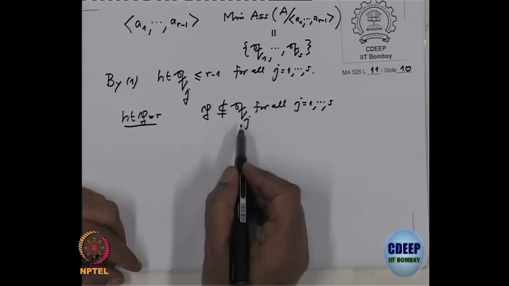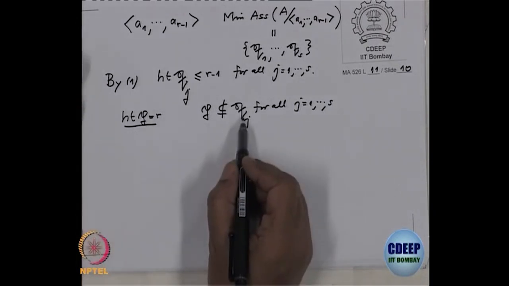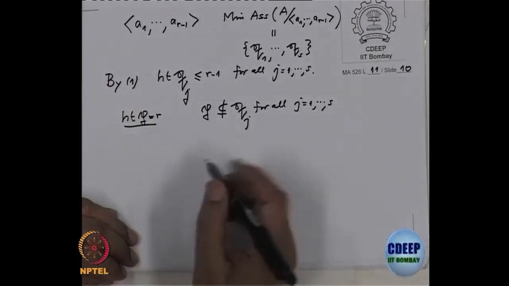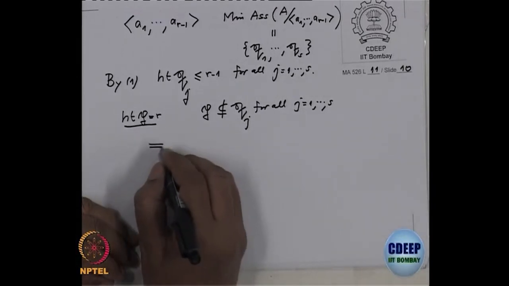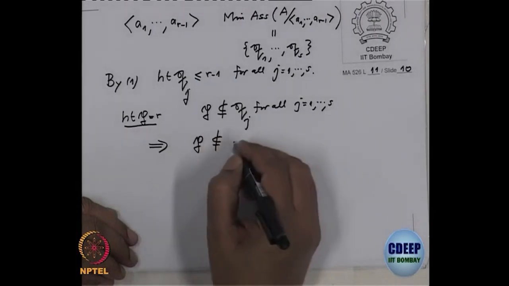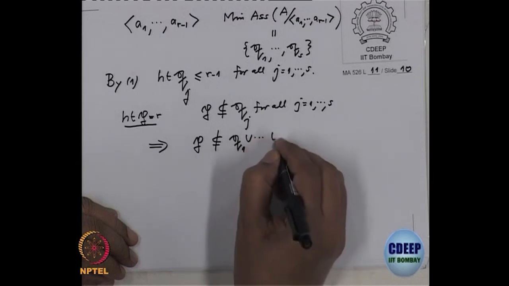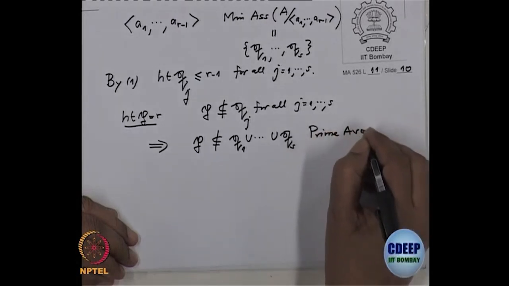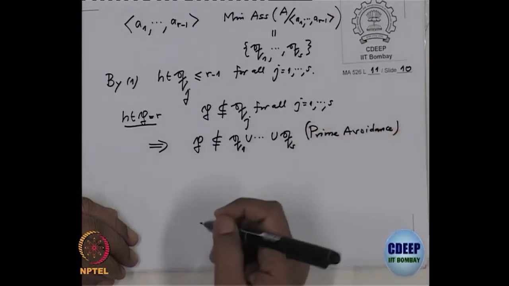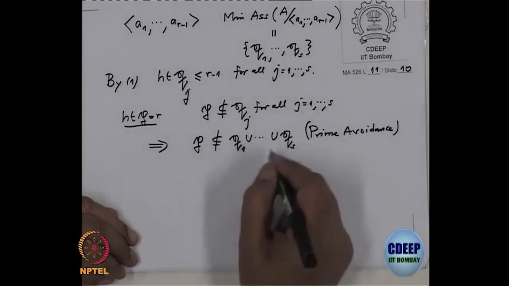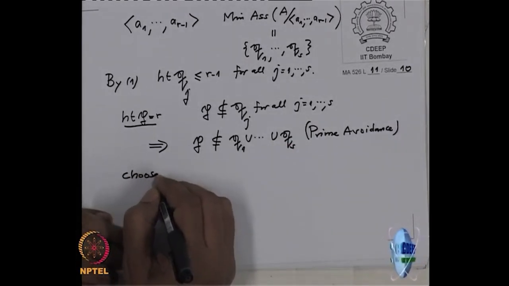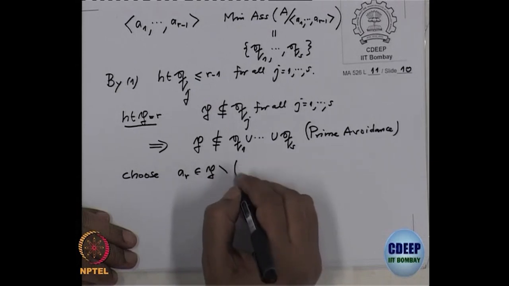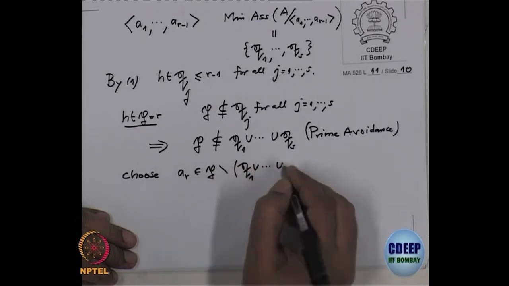Because if P were contained in Qj, then the height of Qj would be at least R. But the height of Qj, we know by 1, is at most R minus 1, therefore P cannot be contained there. Therefore, P cannot be contained in the union of these Q's, which is prime avoidance. So, I can choose an element in P which is not in any one of them. I will call that element AR, which is in P and not in the union Q1 to Qs.